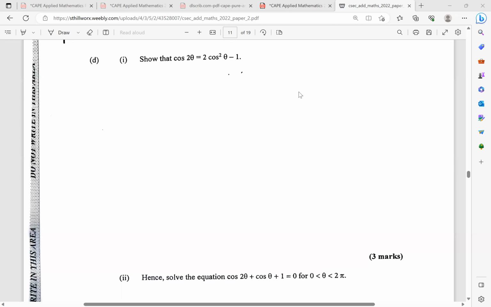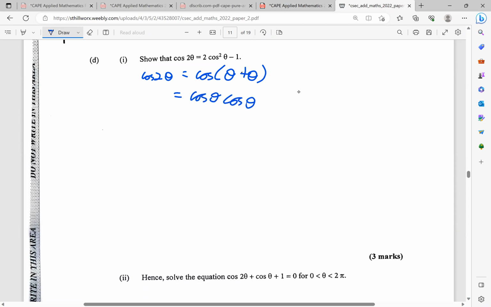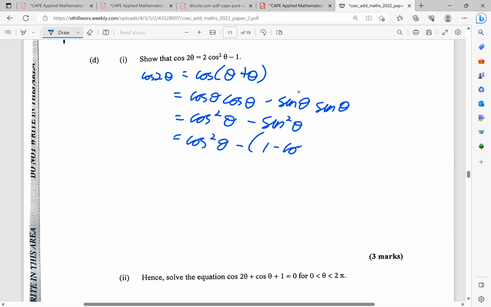Right, so you go cos 2 theta is cos of theta plus theta, which is cos theta cos theta minus sine theta sine theta, which is cos squared theta minus sine squared theta, which is cos squared theta minus (1 minus cos squared theta), which is 2 cos squared theta minus 1.